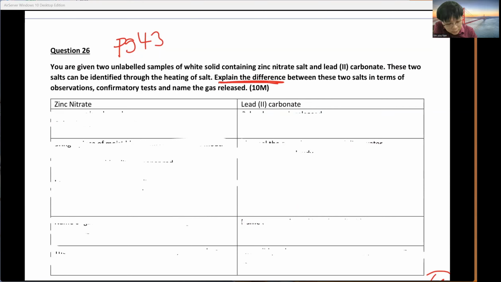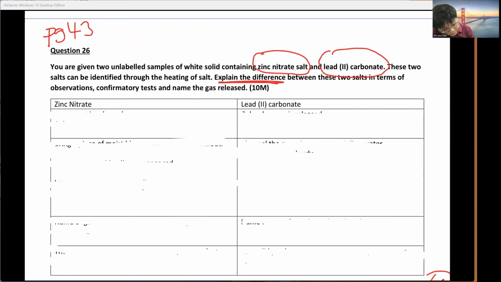Okay, so turn to page 43. The differences between these two. We will try to write out the equation first. This is the heating of zinc nitrate and lead(II) carbonate. So we write out zinc nitrate first, and this one is heating PbCO3, lead carbonate.